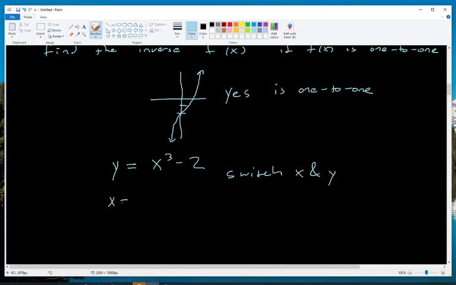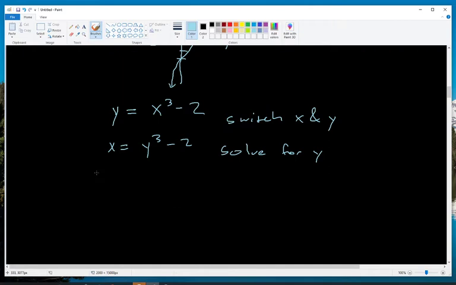So now we get x equals y cubed minus 2. And then we solve for y. So when you guys are given a function and you want to find the inverse, replace f of x with y, switch x and y, then solve the result for y.